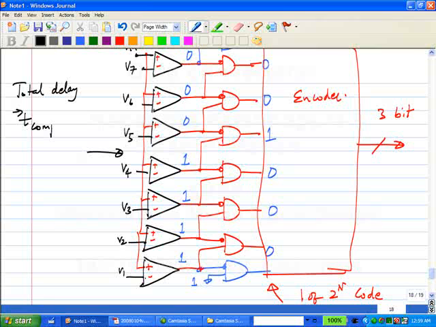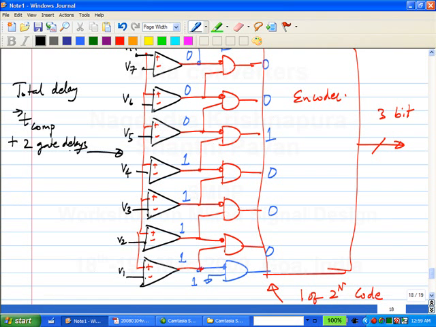This T comparator is what? The time taken for the comparator to tell you whether the input is less than something or greater than something, plus 2 levels of 2 gate delays, right? This is a rough estimation of how long it takes for one conversion to occur.